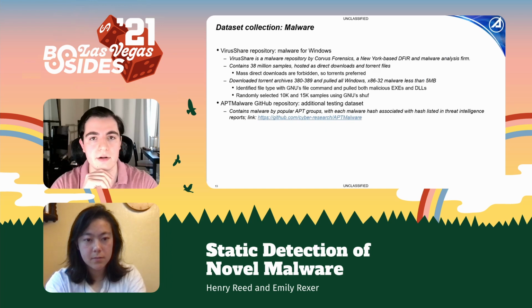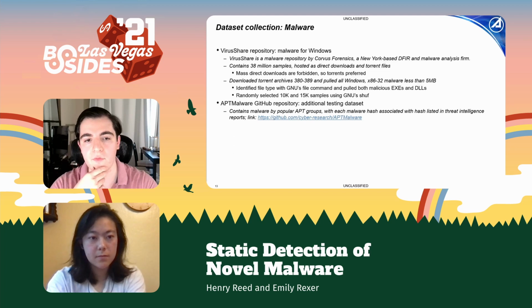We mainly relied on VirusShare for a training dataset. VirusShare is a repository made by Corvus Forensics, a New York DFIR firm. As of the time of writing, which is around a month ago, there were 38 million samples. I'm sure there's a whole lot more now. In our case, we specifically downloaded torrent files 380 inclusive to 389. We pulled all the Windows x86-32 malware less than 5 megabytes in size. We identified the file type with GNU's file command, so we just used magic bytes to do that. And then we randomly selected 10,000 and 15,000 samples using GNU's shuf command.